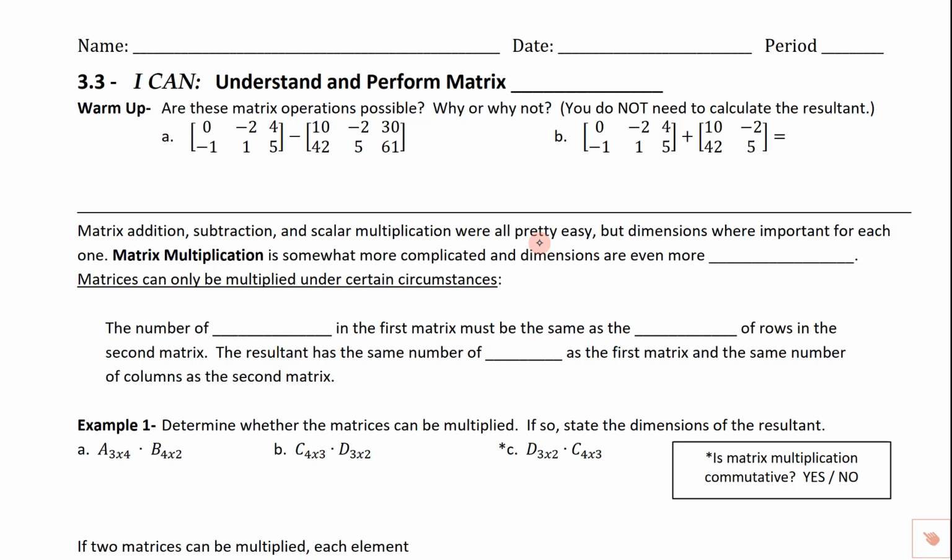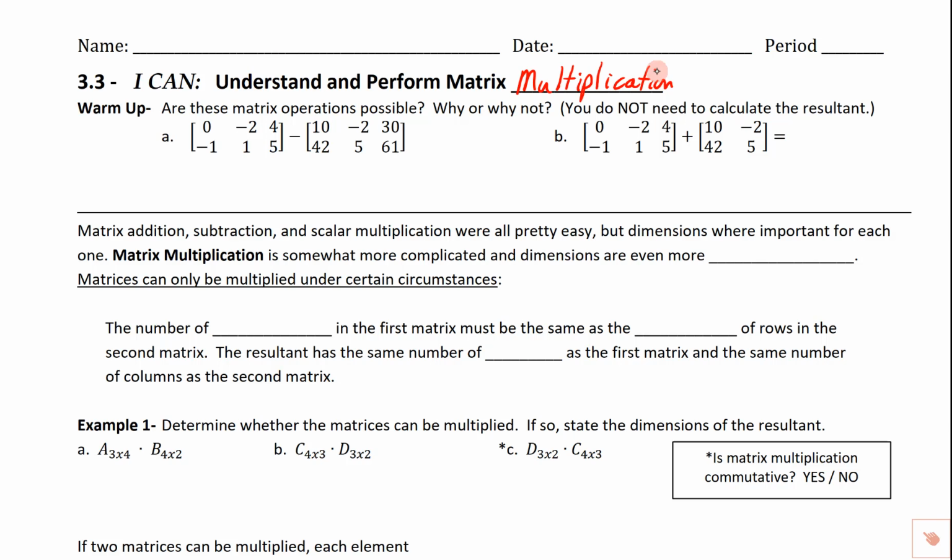We're ready to learn some more matrix arithmetic. This is section 3.3. I can understand and perform matrix multiplication. Now, we learned about scalar multiplication last time, but matrix multiplication is different.